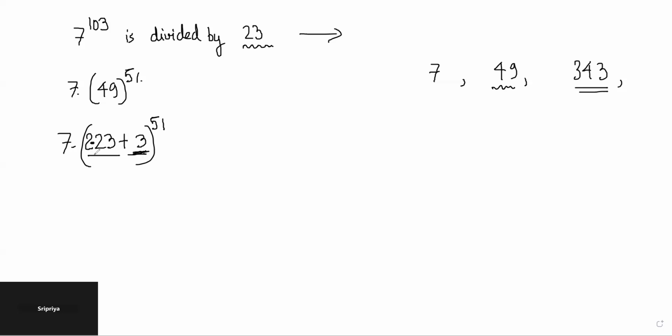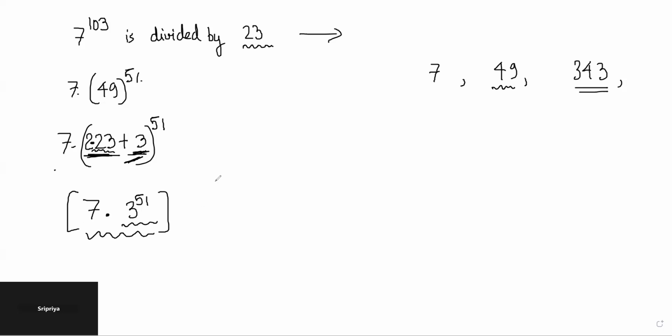Every term other than the last term will be divisible by 23, right? So the only term that will matter here is 3 power 51. That term will come when you have 51c51. So that's the only term. So the remainder will come from 7 into 3 power 51, because all the other terms will be divisible by 23 and give remainder 0. So now the question has become this.